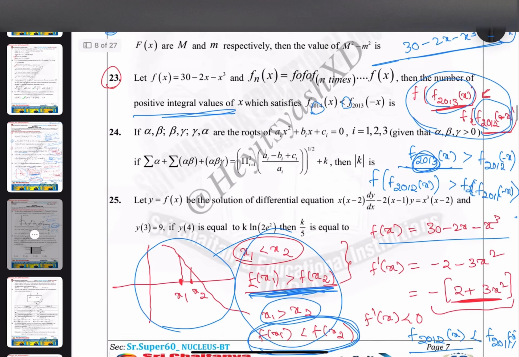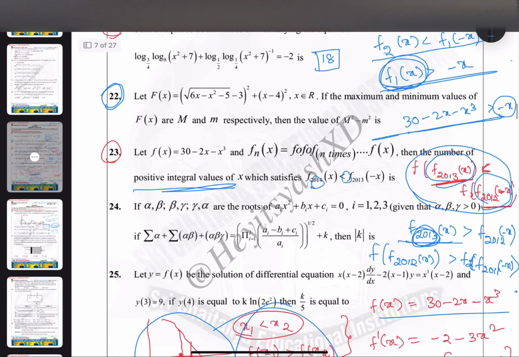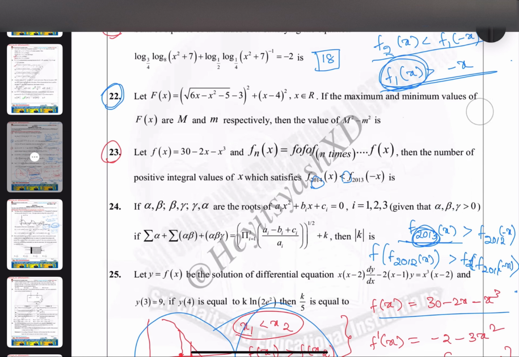If x is less than 3, then the positive integral values are simply 1 and 2. Therefore only 2 positive integral values. So 1 and 2 are the only solutions for this. Therefore the answer is 2.